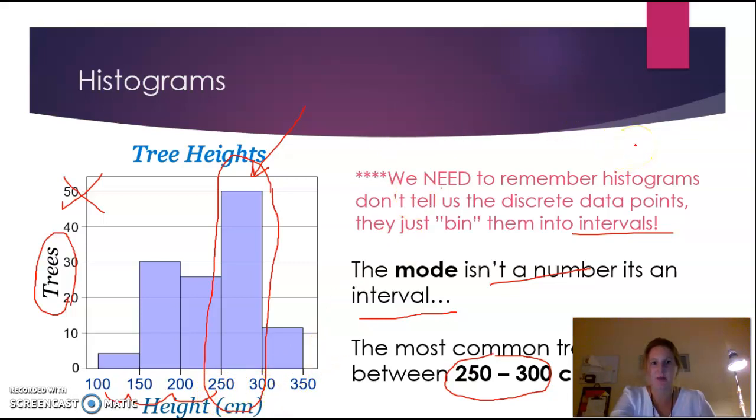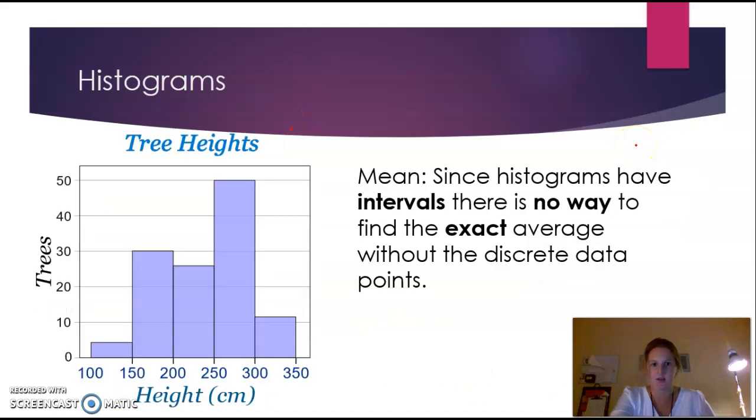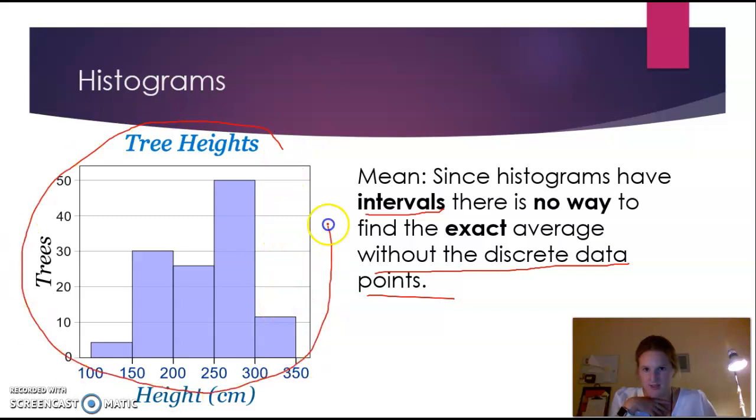All right, moving on to a median. Sorry, I think I do mean the average next, actually. But the average, so can we even take an average from a histogram? Since histograms have intervals, there's no way to find the exact average because we don't have the discrete data points. So you're never going to see a question like find the average tree height unless you have a dot plot or a histogram or a data list listed out. It's impossible to find an average from this histogram, so we don't need to worry about that.